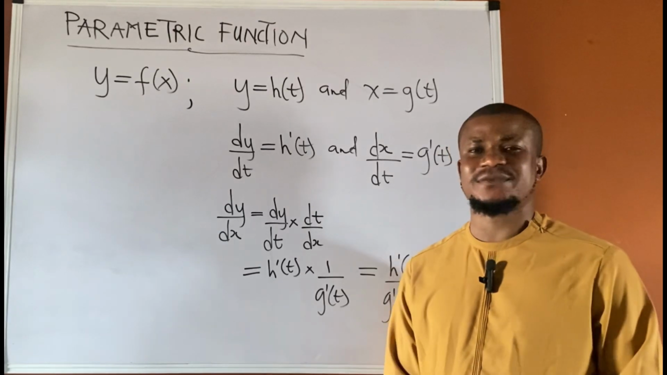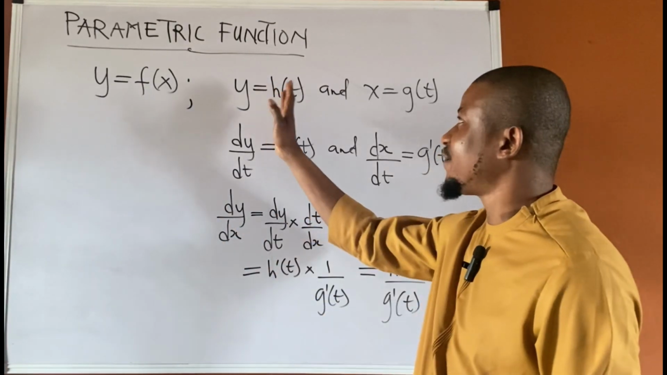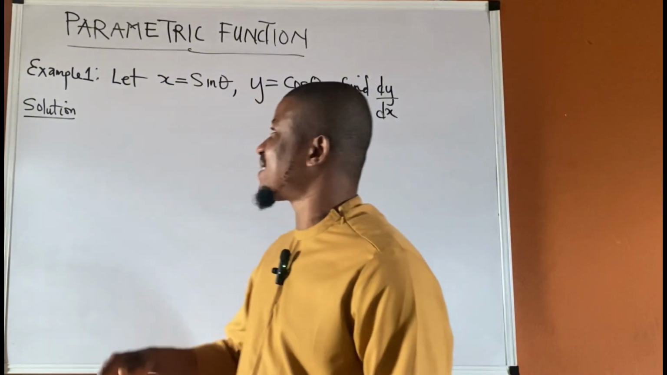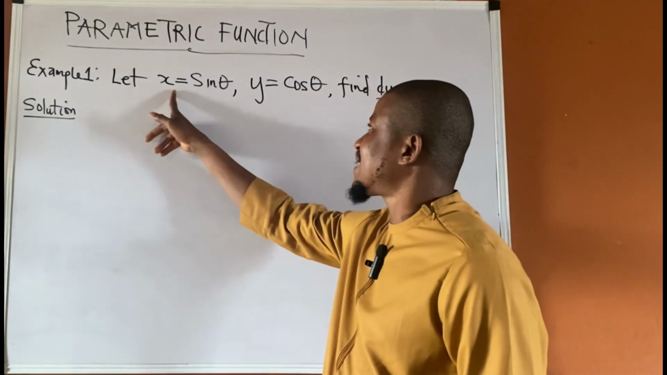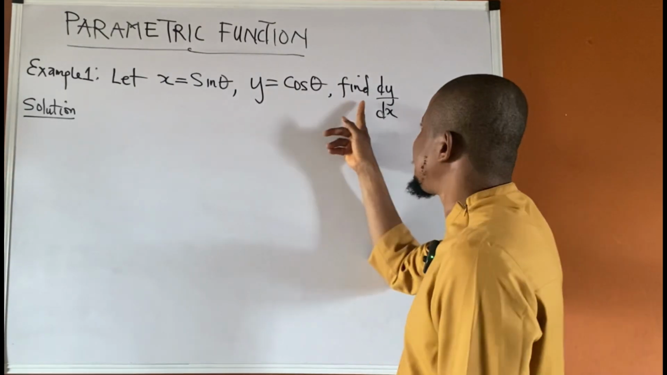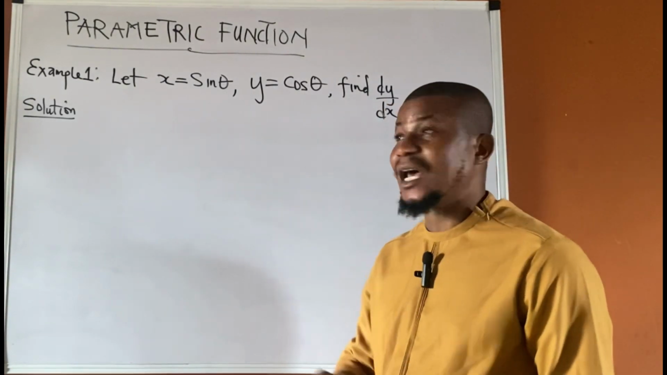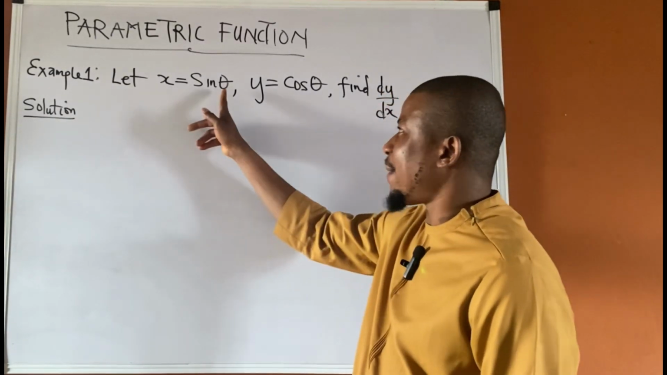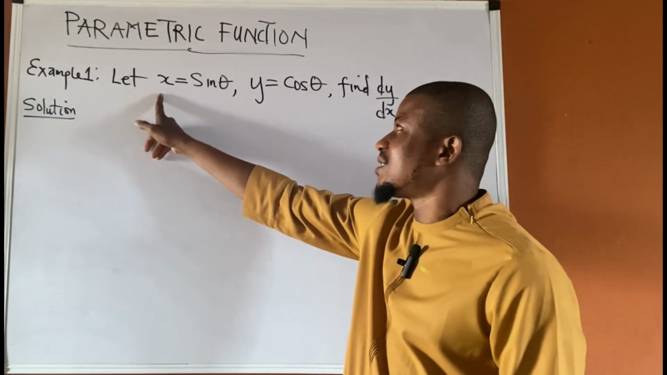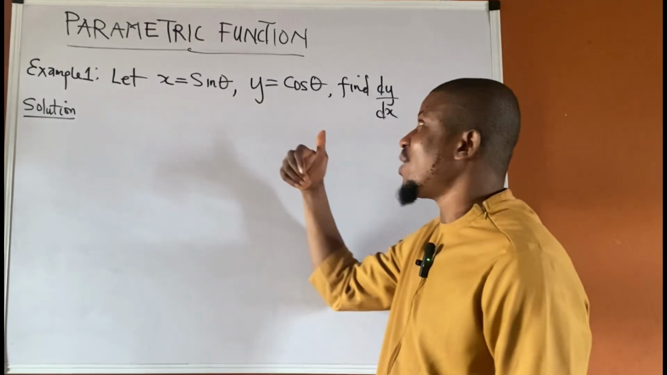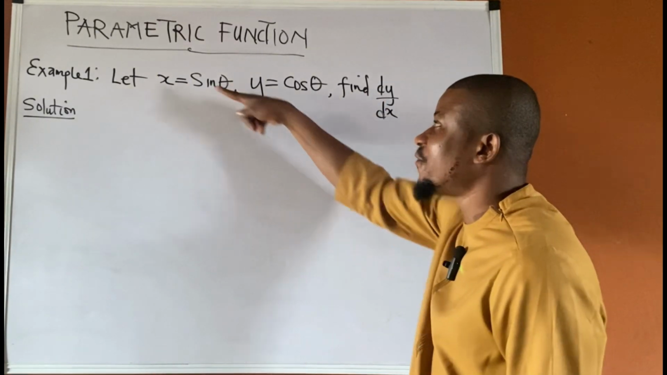Now let's look at some practical examples on parametric function and how we can differentiate them. Now let's look at this practical example here. Let x equal sine theta, y equal cos theta, find dy/dx. Now this is a parametric function because we can see a parameter theta such that x is a function of theta, y is also a function of theta. But remember, we are asked to find dy/dx, and y is a function of x.